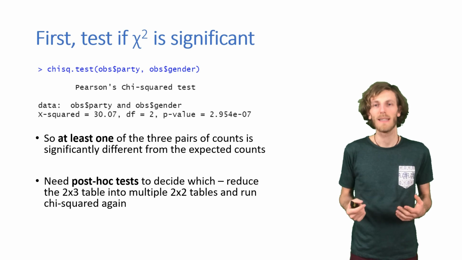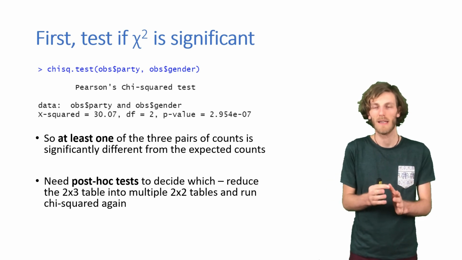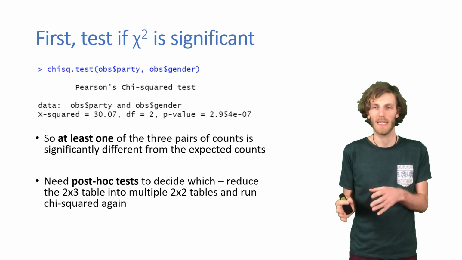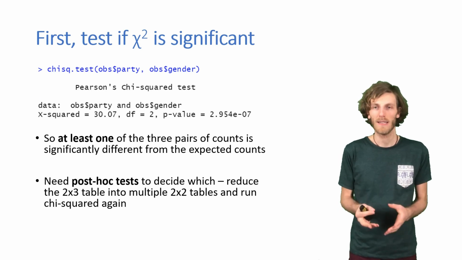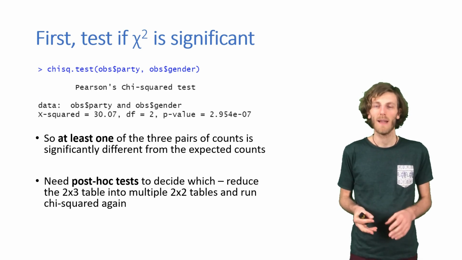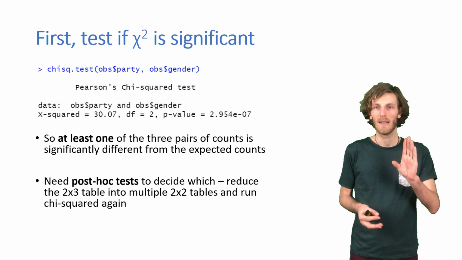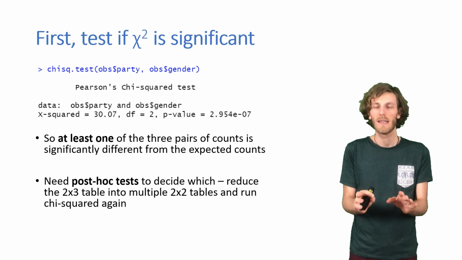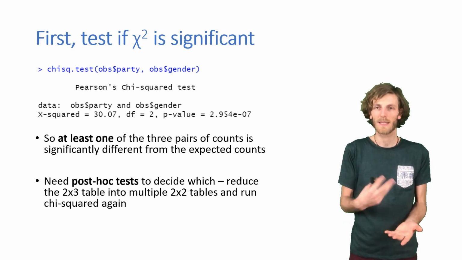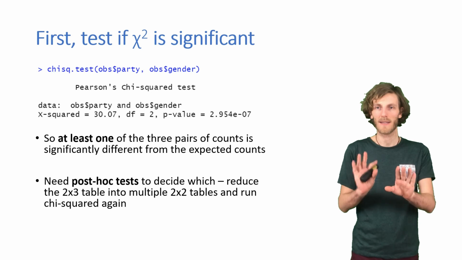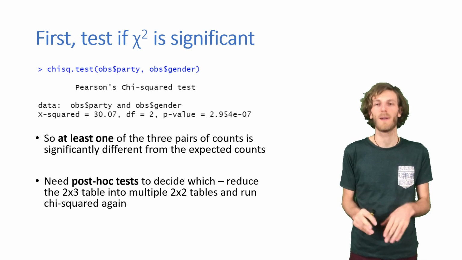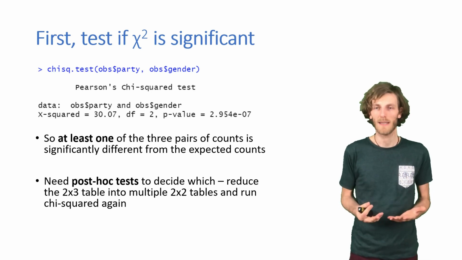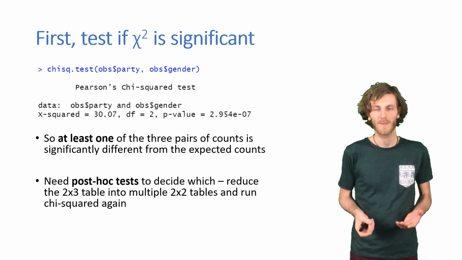In these post hoc tests, we need to reduce the table to multiple 2x2 tables, because if we now run a test saying, well, is there a difference between Democrats and non-Democrats and men and women, we can answer the question, well, is it different for Democrats, Independents and non-Independents, Republicans and non-Republicans? We need to run 3 follow-up tests to get the full picture.